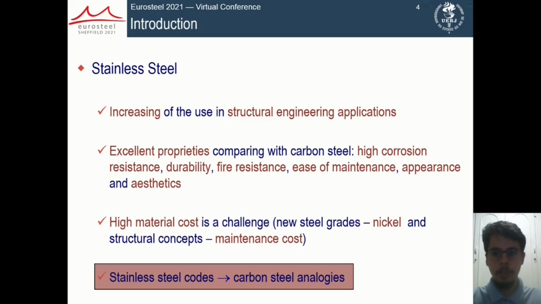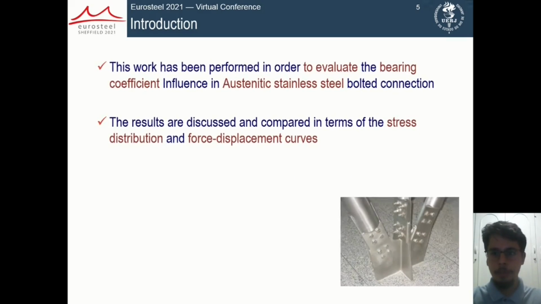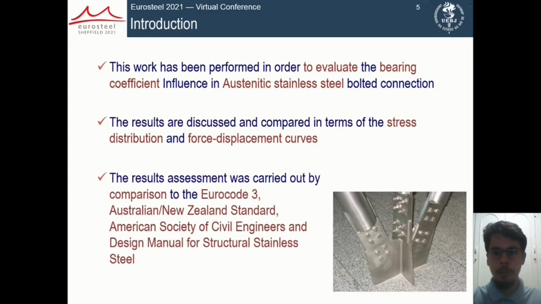However, it's not adequate. Therefore, this work has been performed in order to evaluate the bearing coefficient influence in austenitic stainless steel bolt connection. The discussion of outcomes is based on stress distribution and force displacement curves. In addition, the outcomes are compared to Eurocode 3, the Australian New Zealand Standard, the American Society of Civil Engineers, and the Design Manual for Structural Stainless Steel requirements.